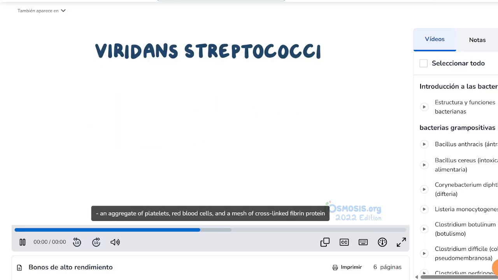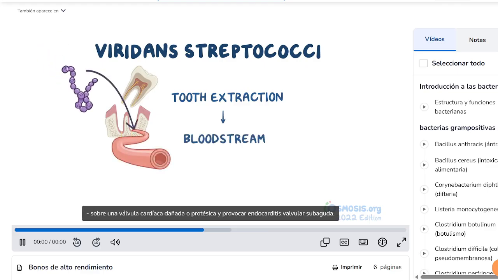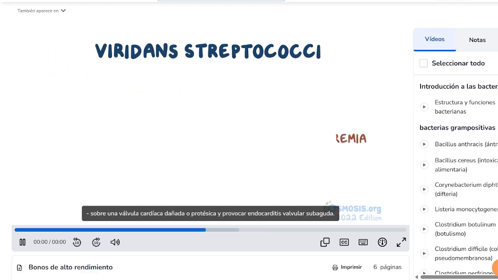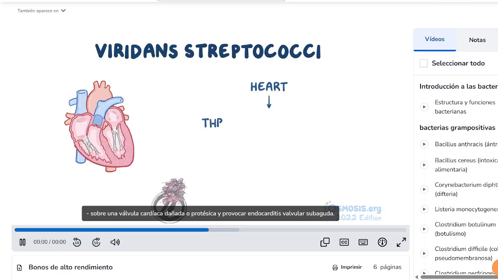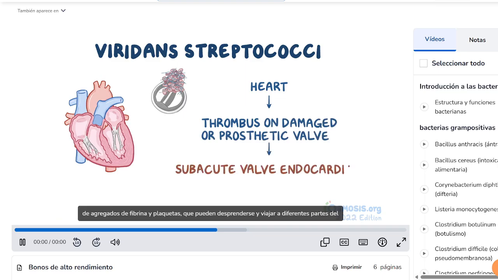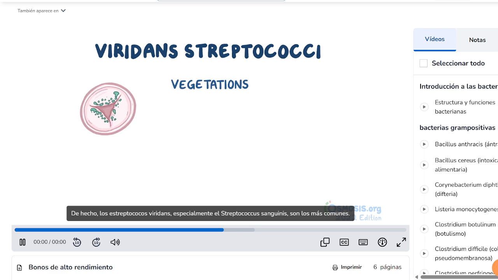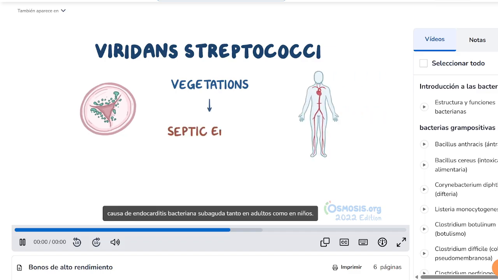However, when dental work is done, like a tooth extraction, viridans streptococci can enter the bloodstream and cause bacteremia. From there, they can make their way to the heart, where they may stick to a thrombus, an aggregate of platelets, red blood cells, and a mesh of cross-linked fibrin protein, on a damaged or prosthetic heart valve and cause subacute valve endocarditis. This usually happens on the mitral valve. Here, the microorganisms form small vegetations composed of bacteria and a protective sheath of fibrin-platelet aggregates, which can detach and travel to different parts of the body as septic emboli.